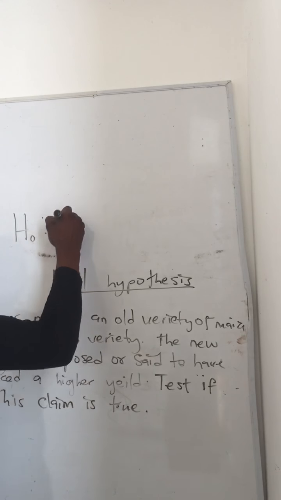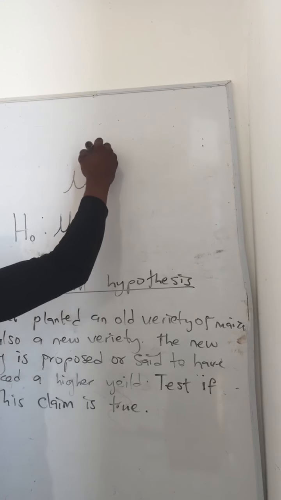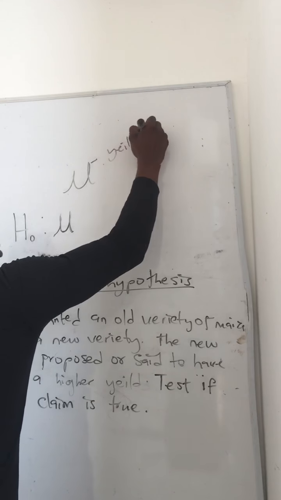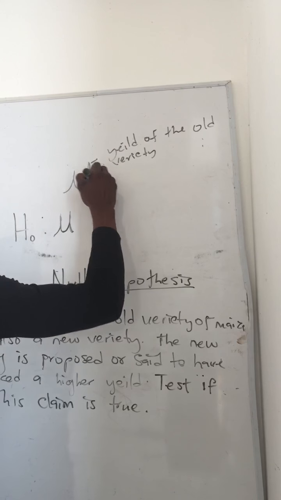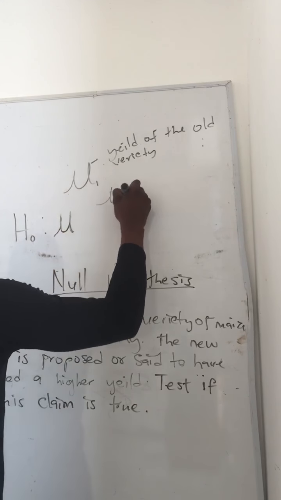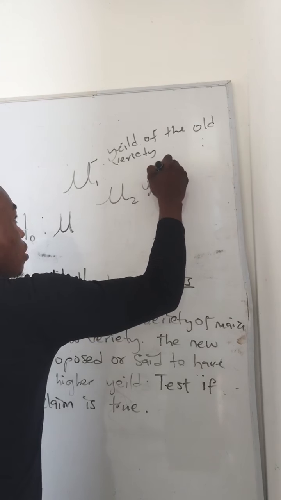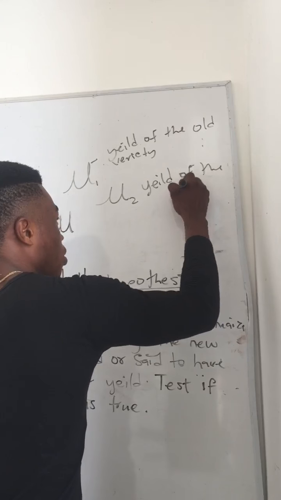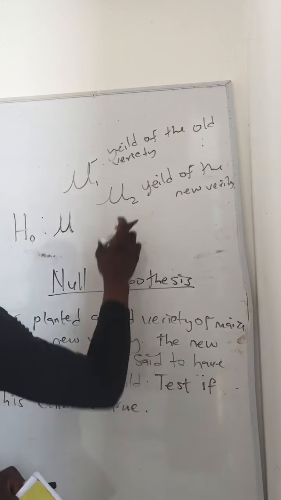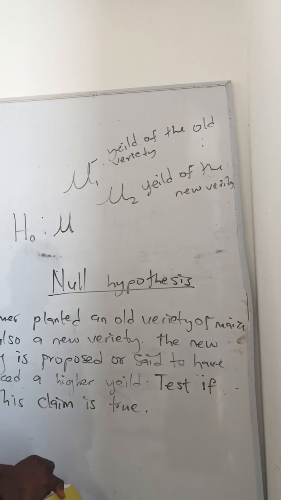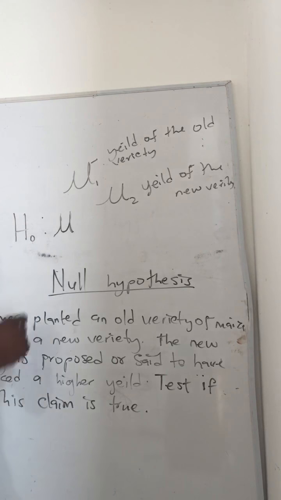So the mean yield. We use mu1 to represent the yield of the old variety, and let's use mu2, which is the population mean, to represent the yield of the new variety. So this is representing the yield of the old variety, and this is representing the yield of the new variety. Now remember, we said our null hypothesis is denoted by H subscript 0.